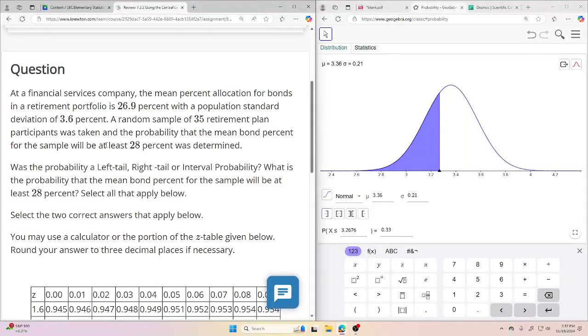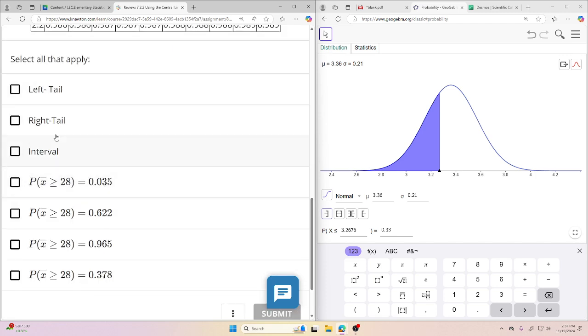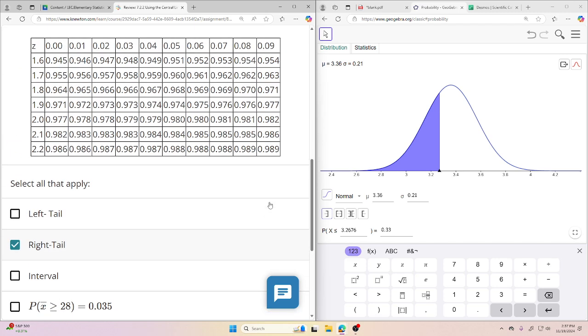So it said at least 28%. At least 28%. What was that meaning? Are we going on the left side or the right side there? On the right side, it's the least. It's the smallest. 28 is the smallest. So 29, 30, 31, 32, those are all good numbers, right? So that's what they're trying to say there. So left tail, right tail, two tail. Oh, it's right tail. So on the right side.